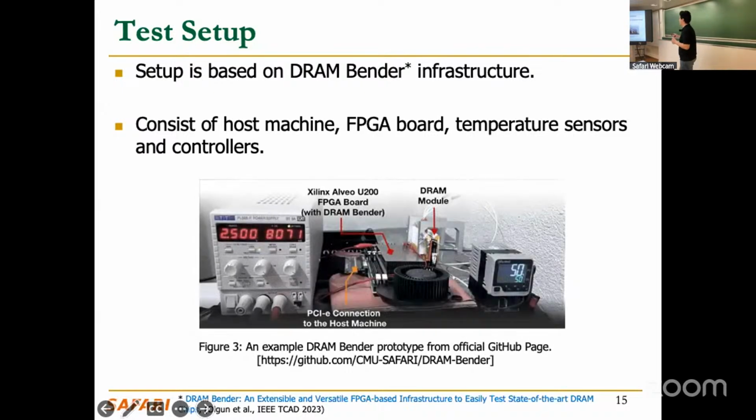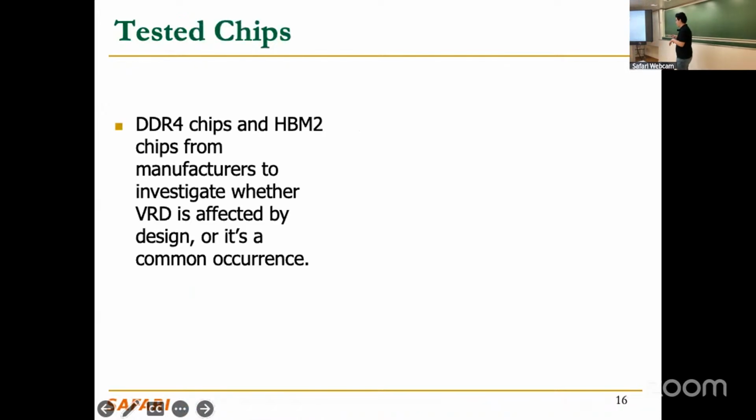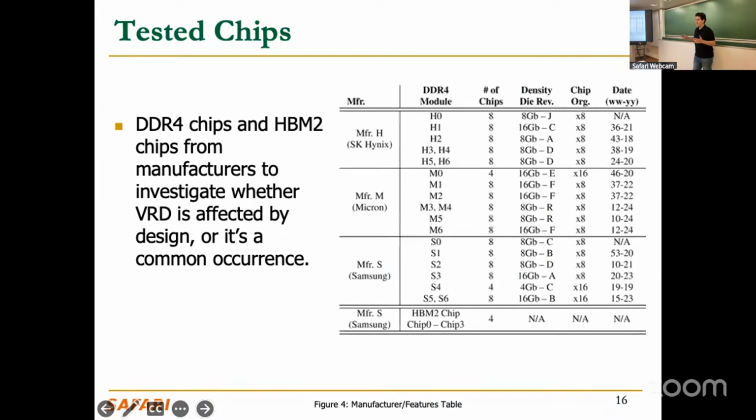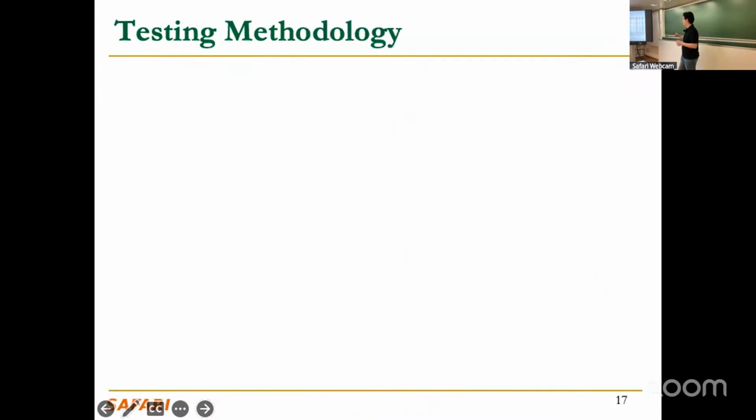So we had the DRAM module, which is wrapped by heat pads, which can be controlled by the device here. And we also have PCIe connection to our host machine, as well as the FPGA board that we use here. We also test 160 different DDR4 chips, as well as 4 HBM2 chips from different manufacturers to investigate whether this phenomenon is affected by chip design or is a common occurrence across all manufactured chips that we have.